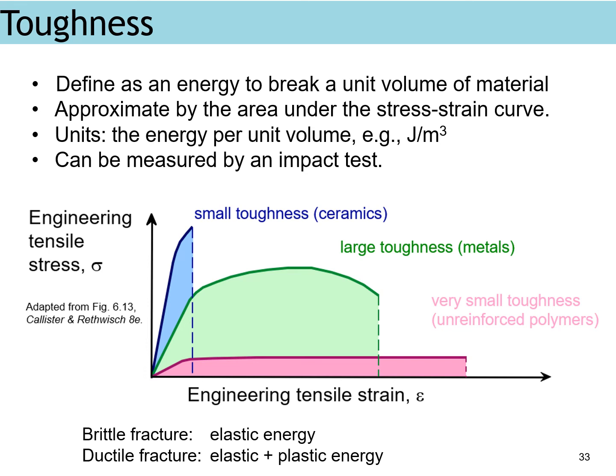So this is the toughness under the curve. Here, a material with high strength and also high ductility will have more toughness, compared to a material with low strength and low ductility.